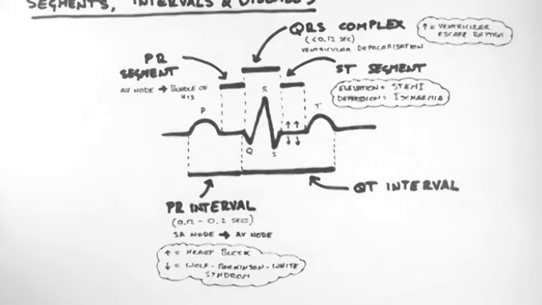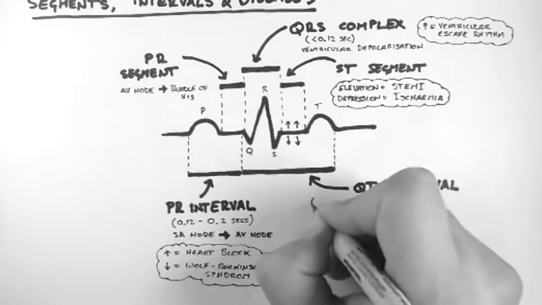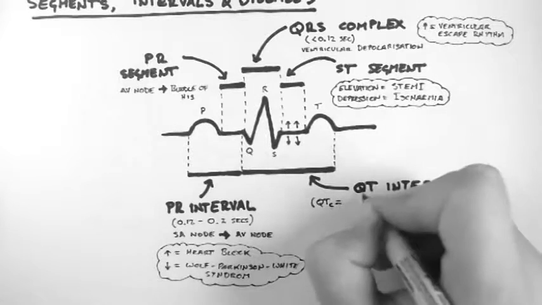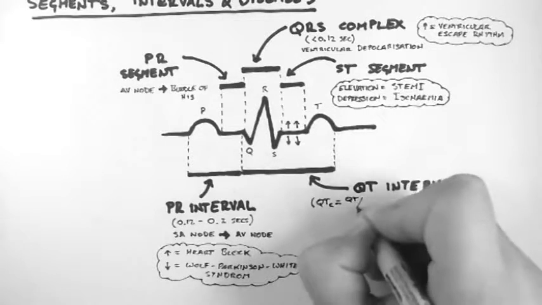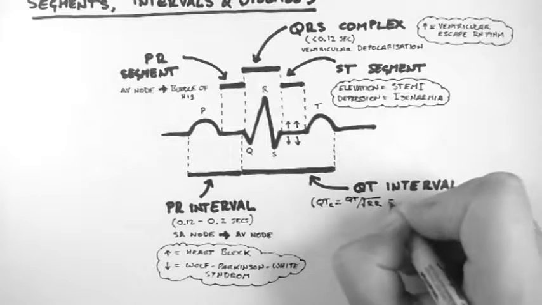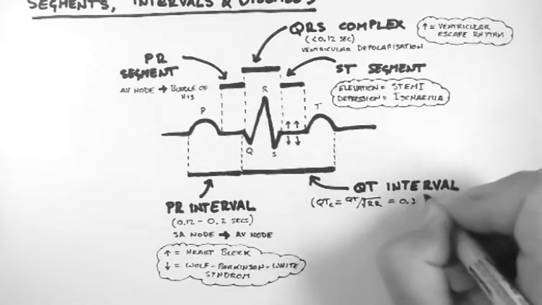Now, the QT interval is the most complicated of all the divisions because its duration varies with heart rate. So to correct for that, we calculate the QTc. The C stands for corrected. The formula is the duration of the QT interval divided by the square root of the RR interval.